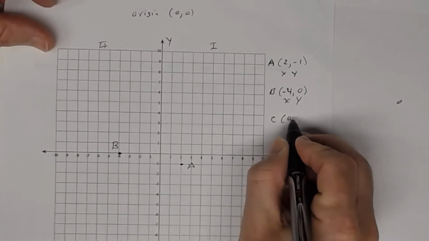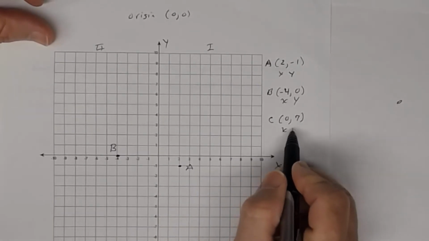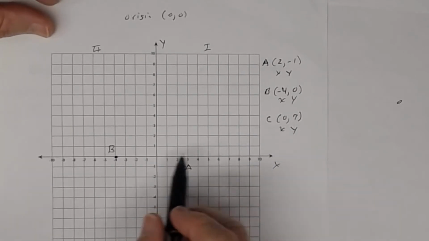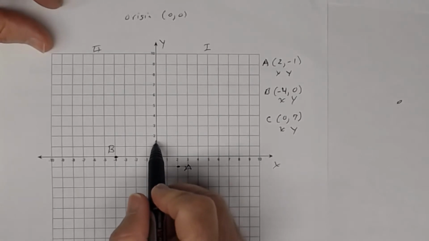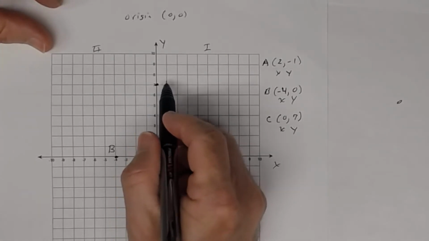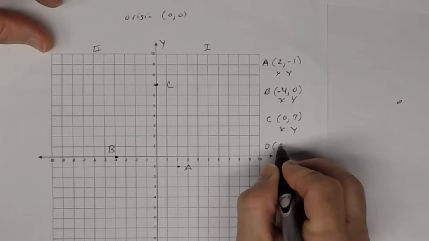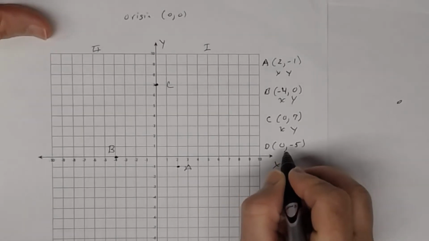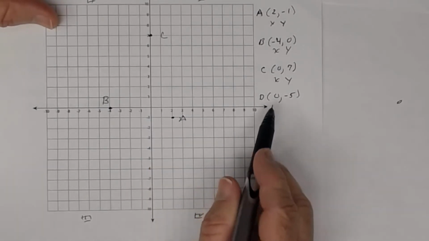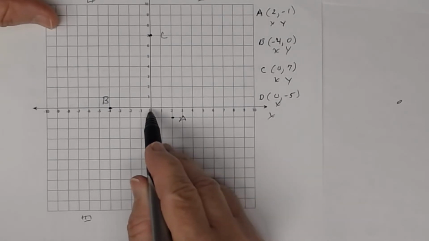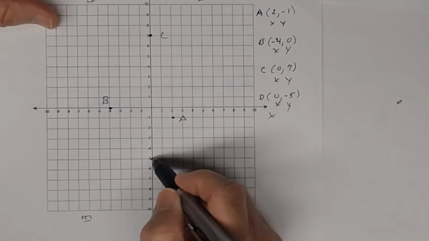Now, if you want to plot the point (0, 7), let's say, remember, this is your x, this is your y. You're going to start at the origin. Since x is 0, you're not going to move right or left. You're going to stay there. But since y is 7, you're going to move up 7. So this is the point C, which is on the y-axis. I'll do another one, (0, -5). You start at the origin. Since x is 0, you're not going to move right or left. Since y is -5, you're going to move down 5. So this is the point D here.